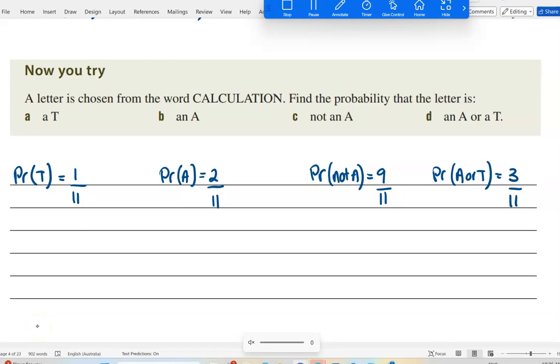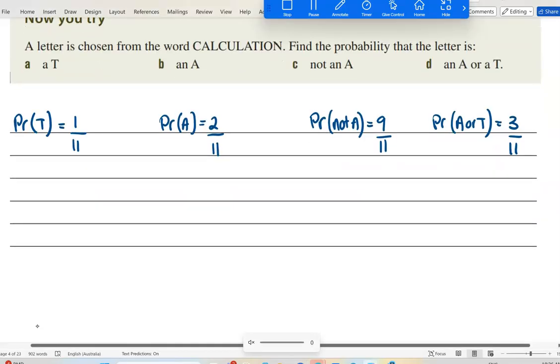Okay, so the probability of a T, there's only 1 T out of 11 letters, so that's 1 out of 11. Probability of an A, there's 2, so 2 out of 11. Not an A, there's 9 other letters that aren't A. And the probability of A or T, so there's 2 A's and a T, so there's 3 options out of 11. All right, so that's that one.